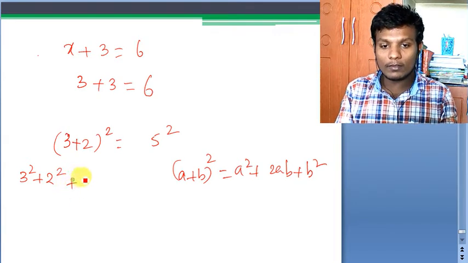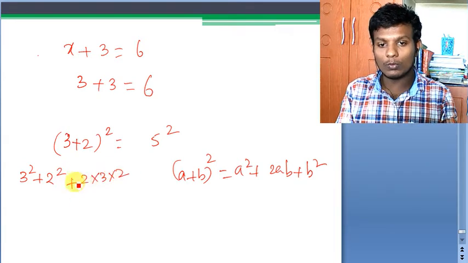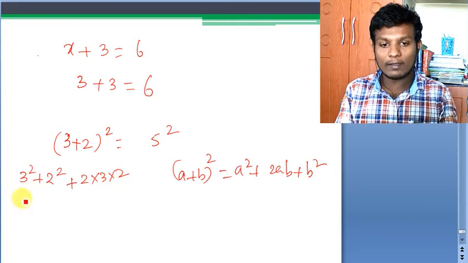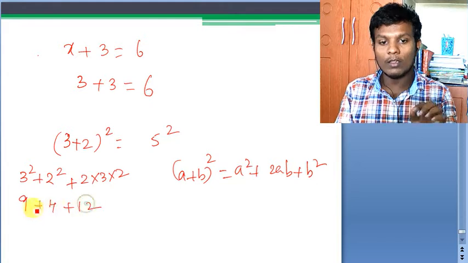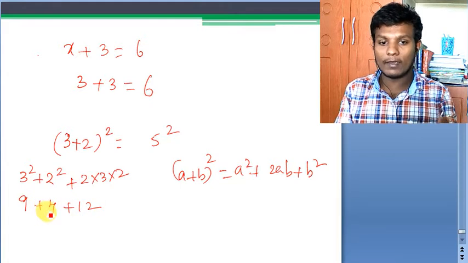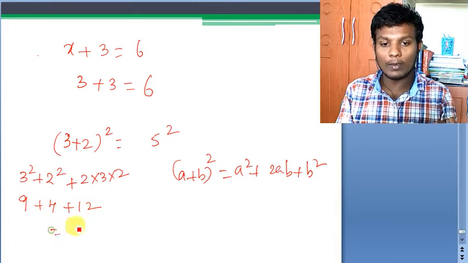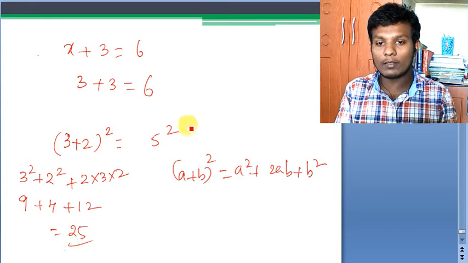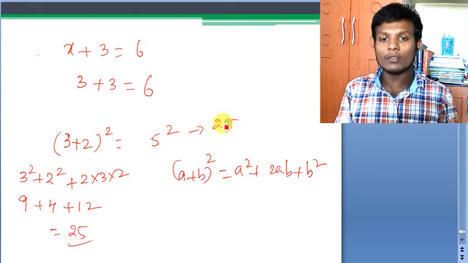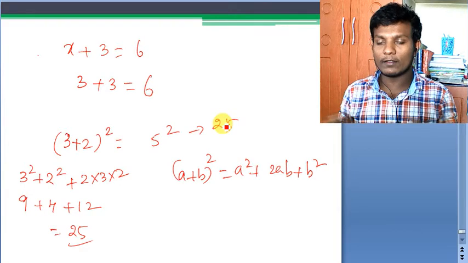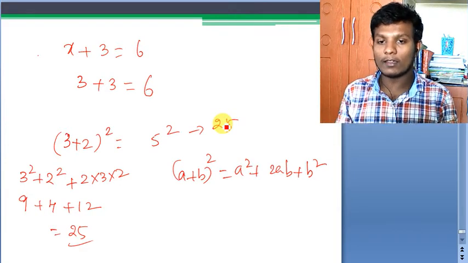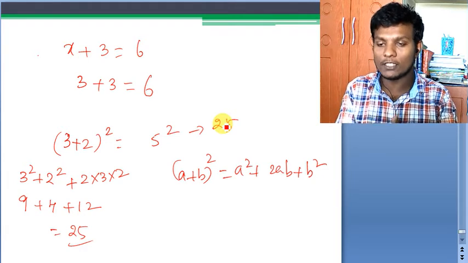So this is 2 into 3 into 2, that is 2ab. 3 square is 9, this is 4, and this is 6 into 2, 12. So 4 plus 9 is basically 13, and 13 plus 12 is going to be 25. And what is 5 square? It is also 25. So whatever you take, minus values or plus values, positive, it doesn't matter at all. It will be satisfied.